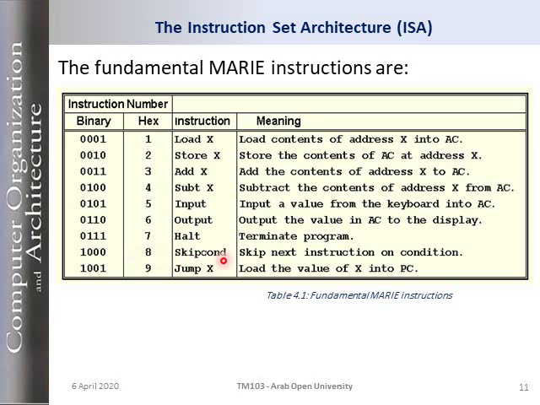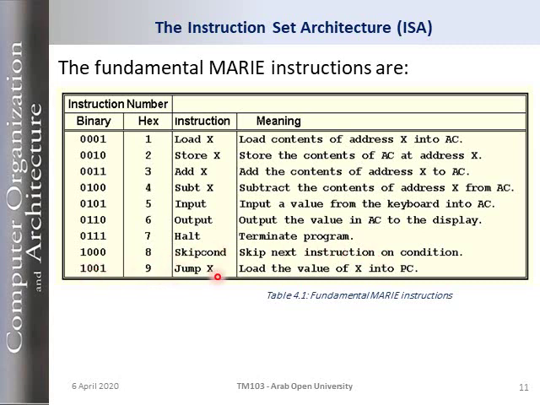Instruction number 8, skip condition, or skip cond. Skip the next instruction on condition. We will discuss it in more detail. We have a condition that we need to check. If that condition is true, we will skip the next instruction and go to the instruction after that. If the condition is false, we're not going to skip the next instruction. We'll just continue as normal in sequential order.